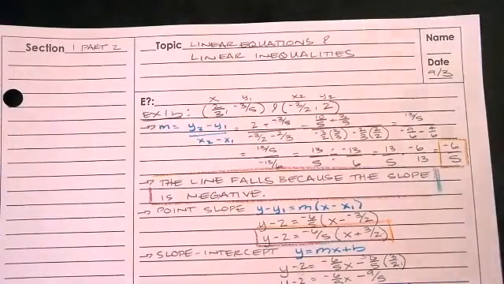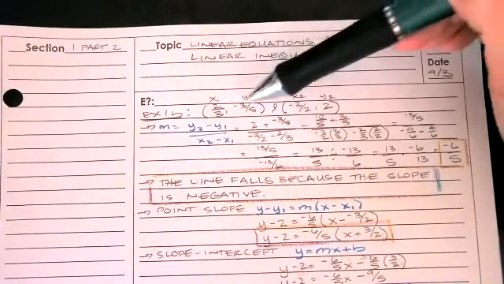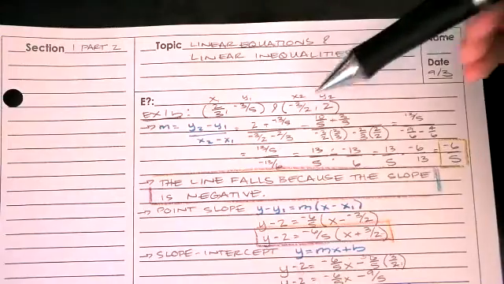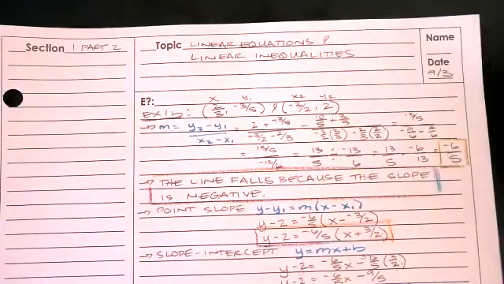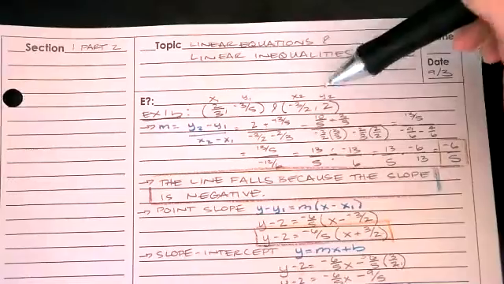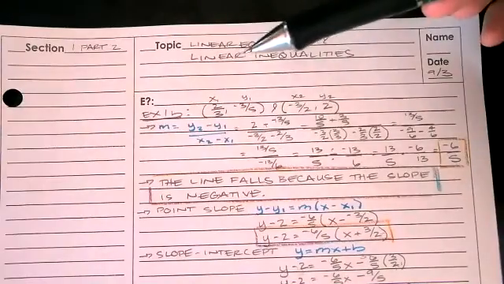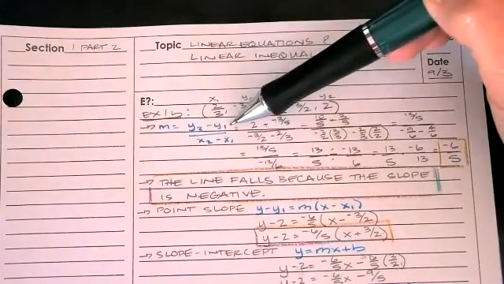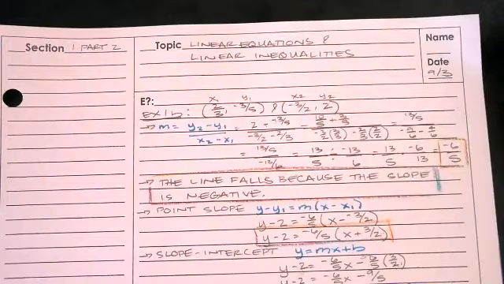So I rolled the dice and I got the points (2/3, -3/5) and (-3/2, +2). I've labeled them x1, y1, x2, y2. In the directions, the first thing we have to do is find the slope. So here I've written the formula for the slope.